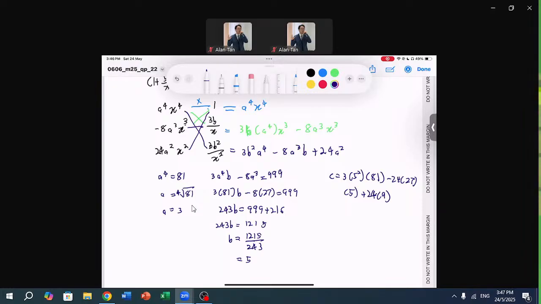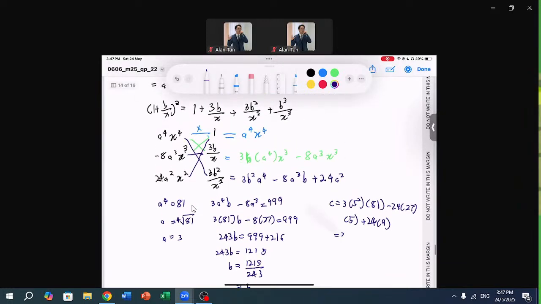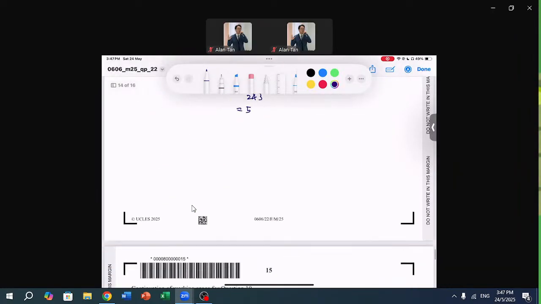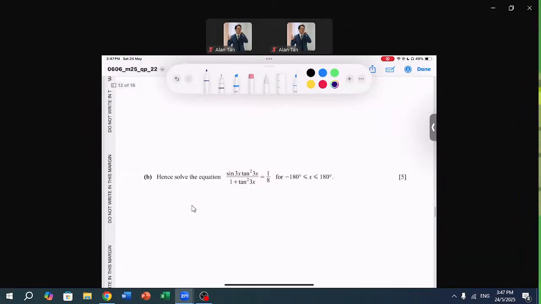That's 25 times 81 minus 24 times 27 times 5 plus 24 times 9. And this gives me 3051, I believe. Which is a very solid way of scoring 10 marks. And if you can score this, you actually take a lot of pressure off your own answers.